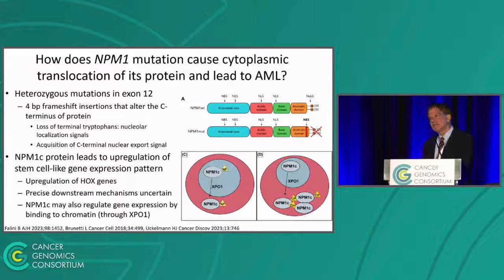It appears that this process leads to upregulation of a so-called stem cell-like signature. There's upregulation of Hox genes. The precise downstream mechanisms are uncertain, and in recent years there's some evidence that even though it locates to the cytoplasm, some of the mutated protein is still retained in the nucleus, and this may actually bind to chromatin and affect gene transcription. So I think the precise mechanisms aren't that well known, but it may have to do with either pulling some nuclear proteins to the cytoplasm or binding certain proteins in the cytoplasm, the end effect being maintaining cells, arresting differentiation.